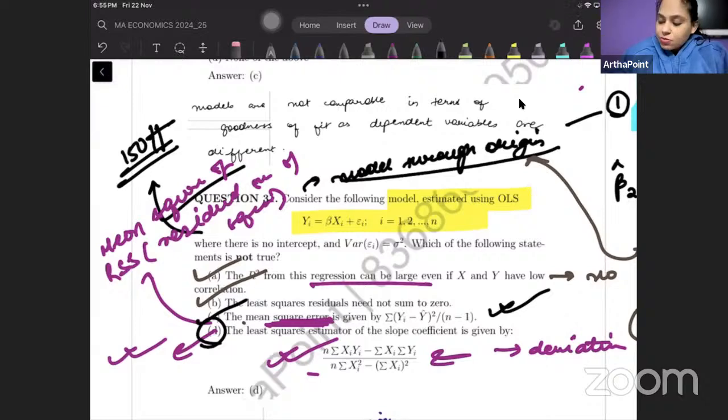It is important that you make a note of this, because this can also come in exam this year, right?